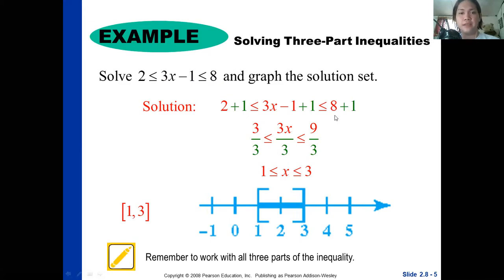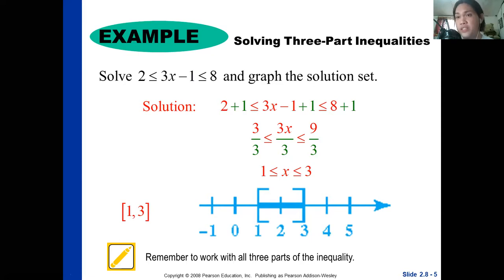So now next, remember to work with all three parts of the inequality. As I told you a while ago, when you solve inequalities having three parts, you really have to consider the three sides or the three parts of the inequalities. So you should not forget it. And we end this discussion. We only have one example. So I hope you'll be able to get how to solve linear inequalities with three parts.